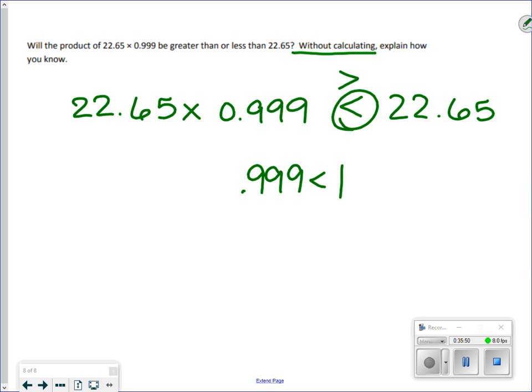And I know that if you tried to do this, even though it says don't, if you tried to multiply this, a lot of you would not be successful. Please don't calculate it, because it says without calculating. I'm not asking you to. It says don't.